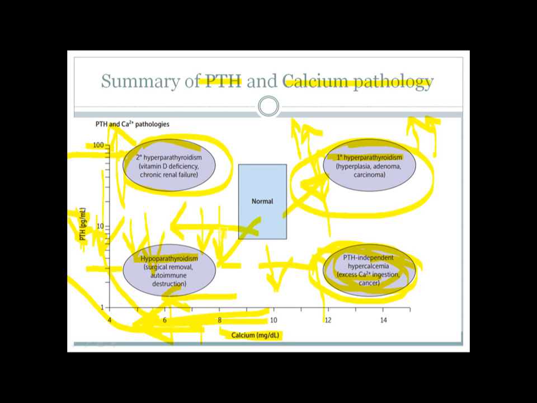But in disorders which start with calcium, they actually go in opposite directions. If the disorder starts with calcium, the parathyroid hormone level will move in the opposite direction. Suppose you have hypercalcemia, parathyroid hormone levels are down. Suppose you have hypocalcemia for some reason, parathyroid hormone levels will be up.